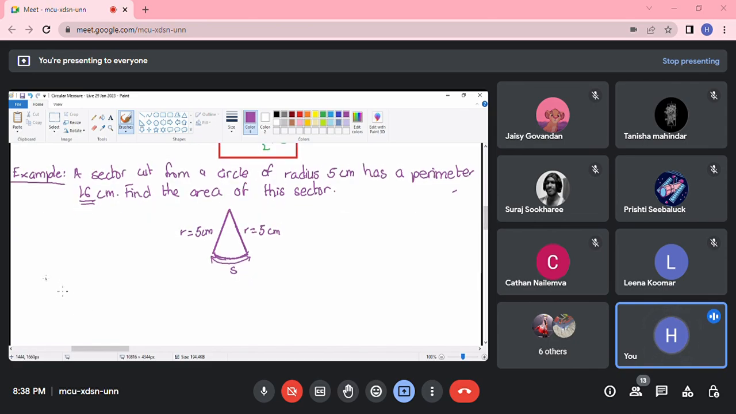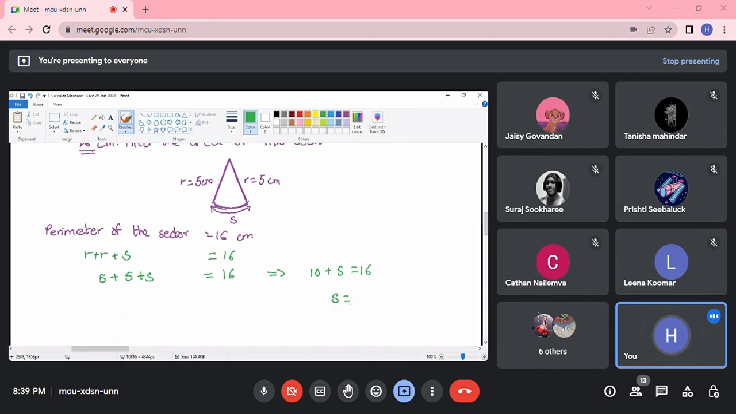Donc, we know that the perimeter of the sector is equal to 16 centimeters. Et nous connaissons comment calculer le perimeter. Perimeter is 2R plus S, which is equal to 16 toujours. And we know the value of R. R is equal to 5. Donc 2 times 5 plus S would be equal to 16. This implies that 10 plus S is equal to 16. And therefore, S is equal to 16 minus 10, which is just 6 centimeters.